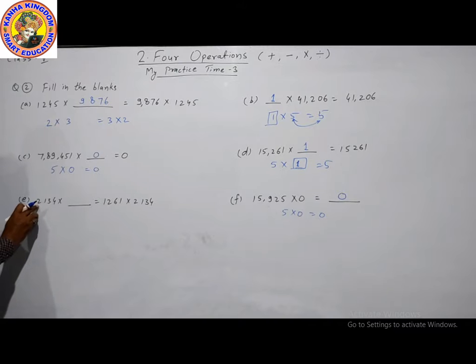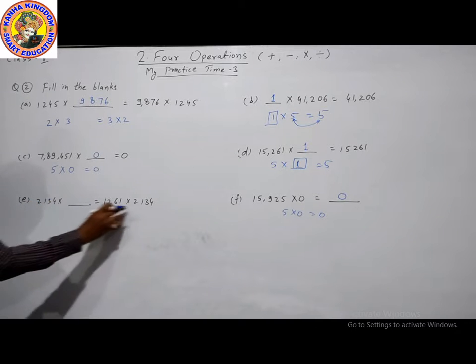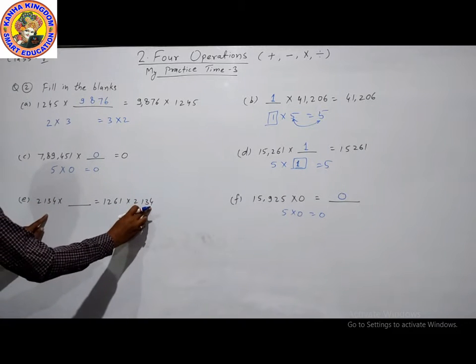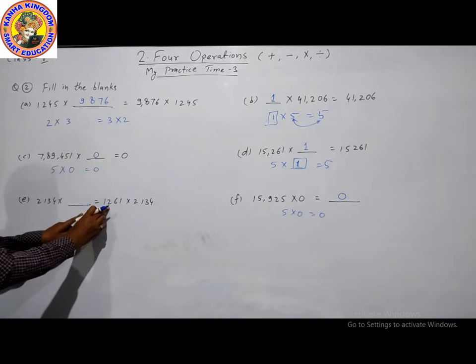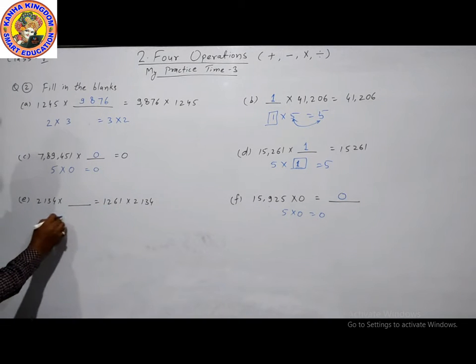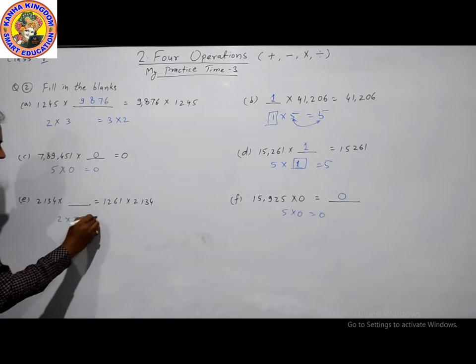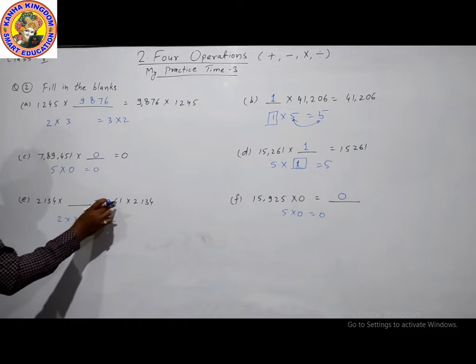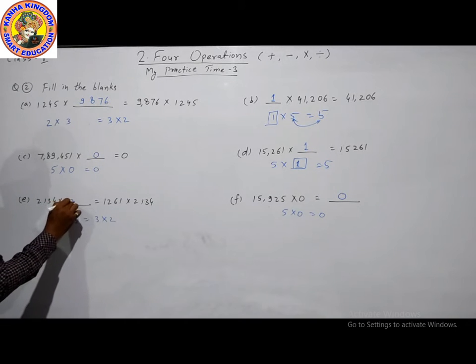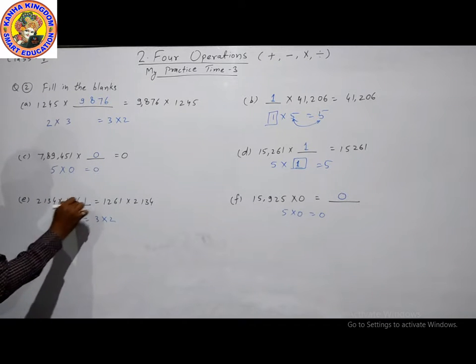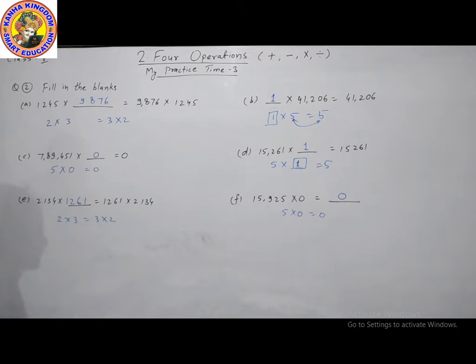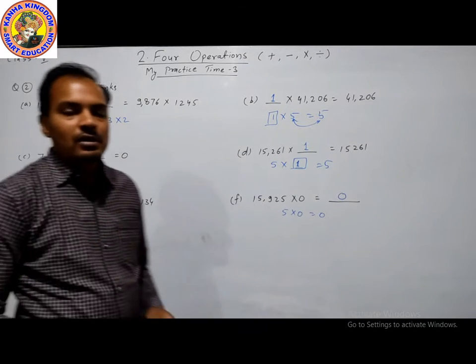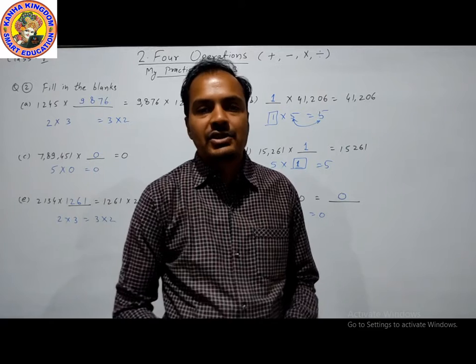Now here 2, 1, 3, 4. 2, 1, 3, 4. These are both the same. So these are the same numbers because 2 into 3 is equal to 3 into 2. We can change the order in multiplication. Both numbers are the same. So the number is 1261. You can take a screenshot of this. We will move to our next question.